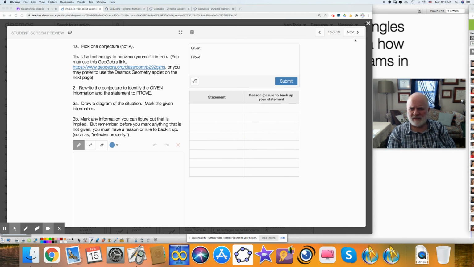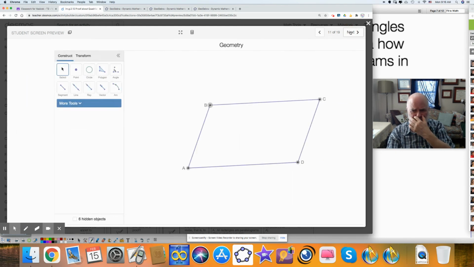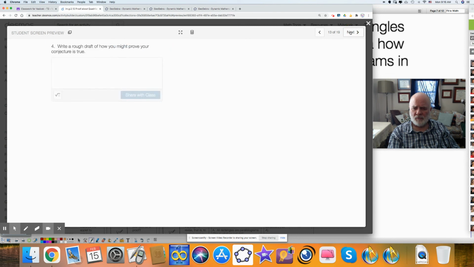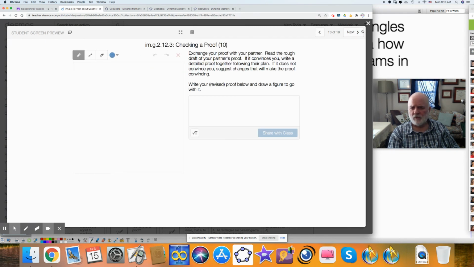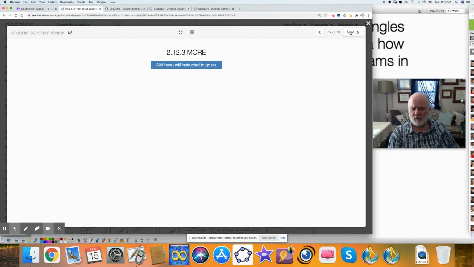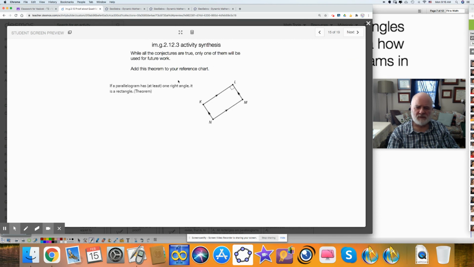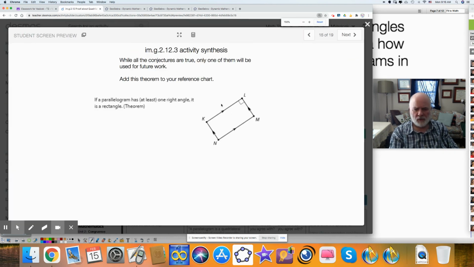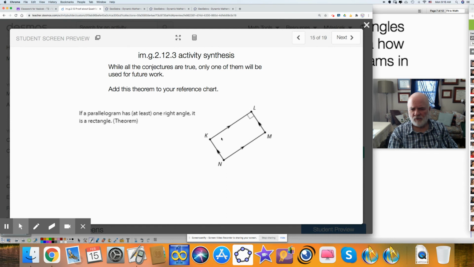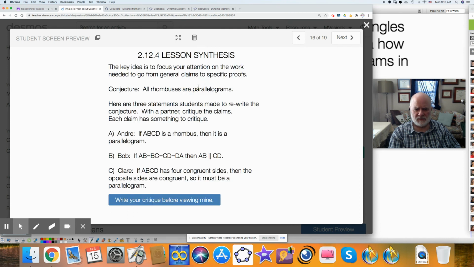And I think that that's the end of the lesson. I'm not sure. Let's just check this out. Most of this lesson is about trying to prove something and trying to check it with your partner. The activity synthesis: make sure that you get this into your reference chart. If you have a parallelogram with one right angle, it is a rectangle. And the lesson synthesis.